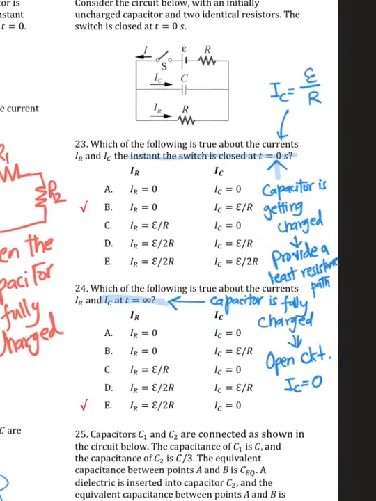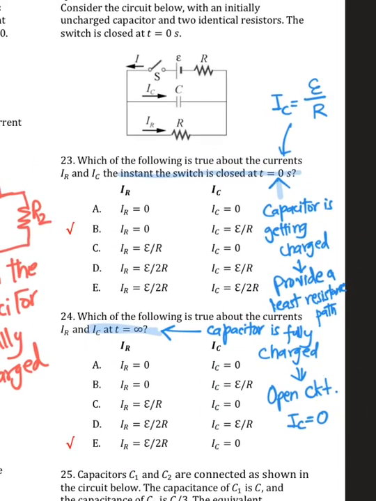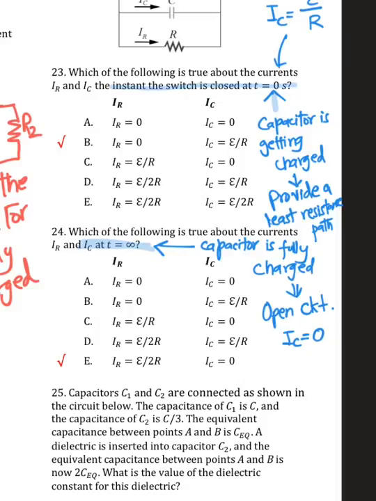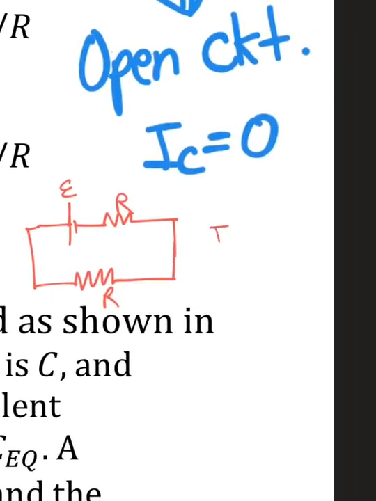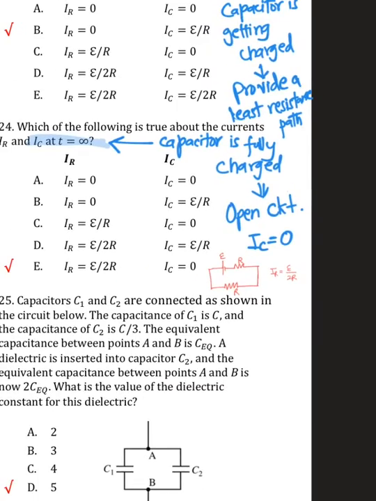So if we remove the branch of the capacitor in the circuit and redraw it, it would look like this: we have got a cell, a resistor, and another resistor. So this is R, and this is E. So the current IR will be E over 2R because we have got two resistors in series.